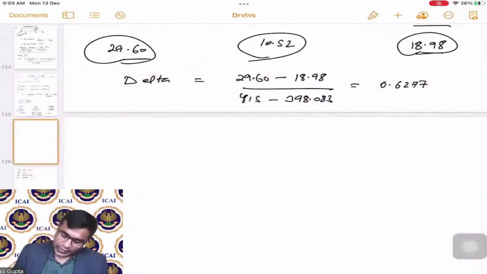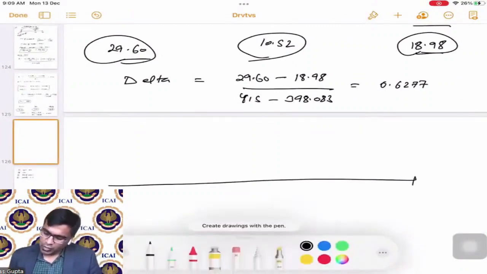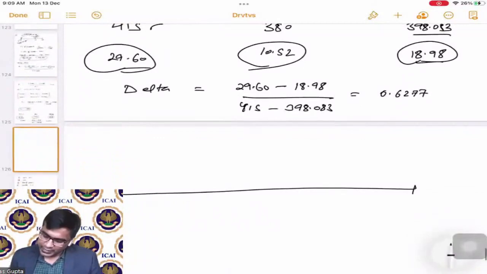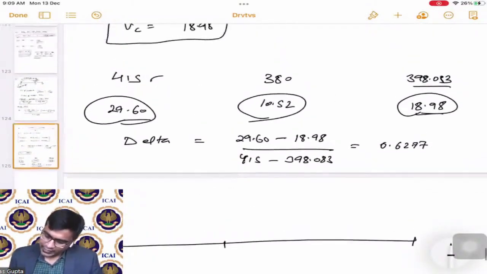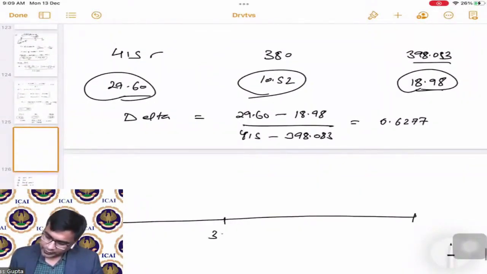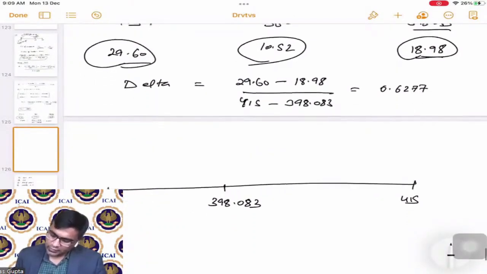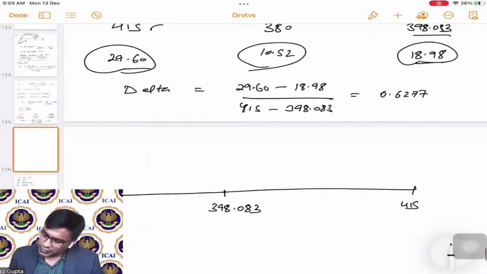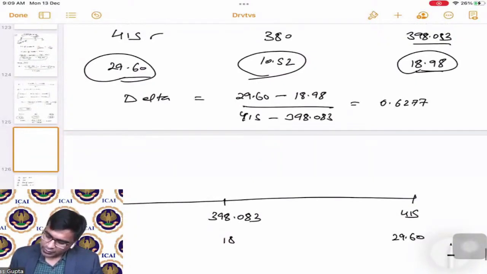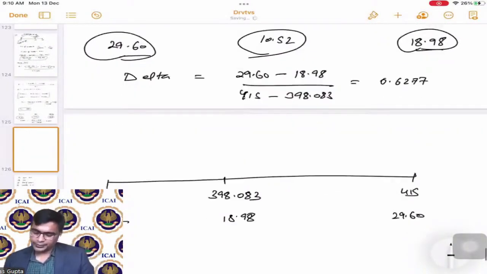So the delta, okay, let me plot the values here. The smallest spot price that we have is 380, and then we have 398, then we have 415. Okay, this will look like this, and the value of call option is 29.6, 390 is 18.98, and it is 10.52.